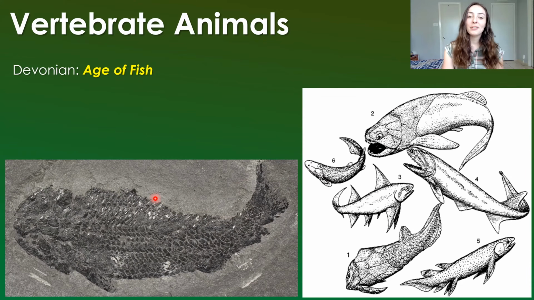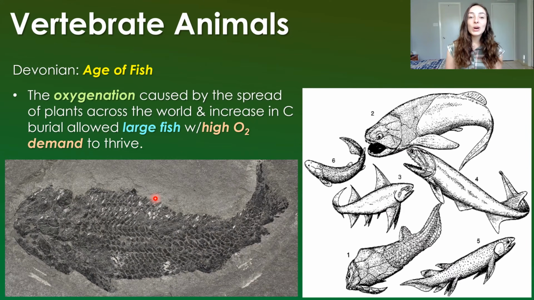Moving to vertebrates, however, this is where things get really interesting. So as we know, the Devonian was the age of fish, and this is because fish just went crazy with diversification and radiation during the Devonian, not only in the ocean, but getting slightly out of the ocean, which I'll talk about in a second. But one major reason that fish were able to diversify and get really large during the Devonian was the oxygenation that was caused by the increase in carbon burial due to the spread of plants in the Devonian.